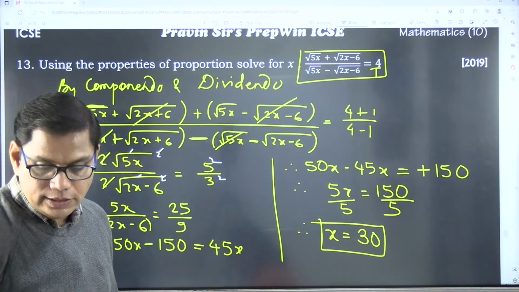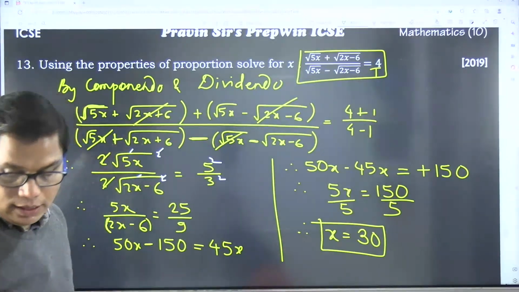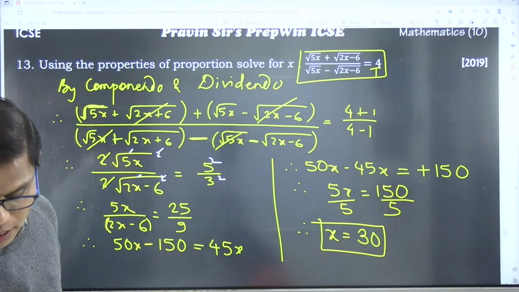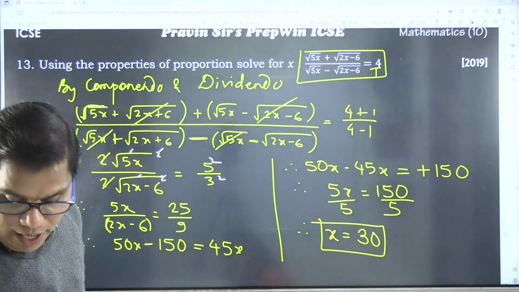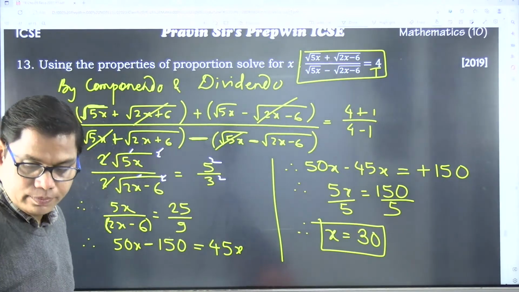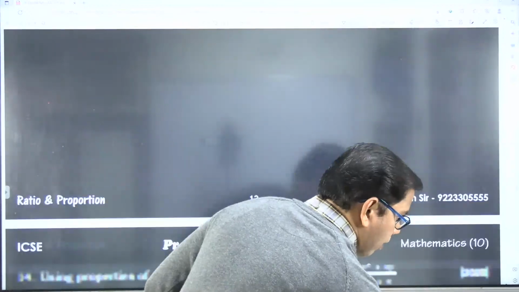Yes, Dishita, x is equal to 30. What about the other students? Type your answer in the chat box. Smarty, x is equal to 30. Butterfly, x is equal to 30. Okay, very good, very good. Two more sums and that's it.